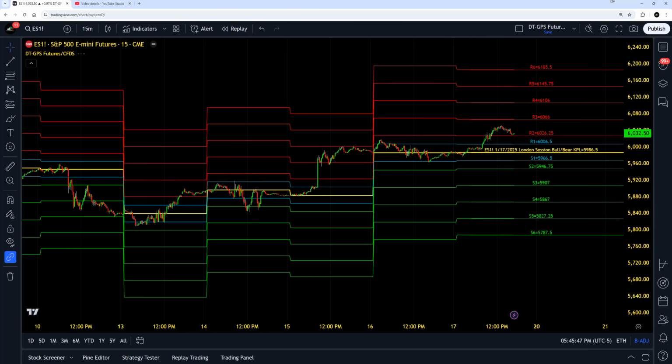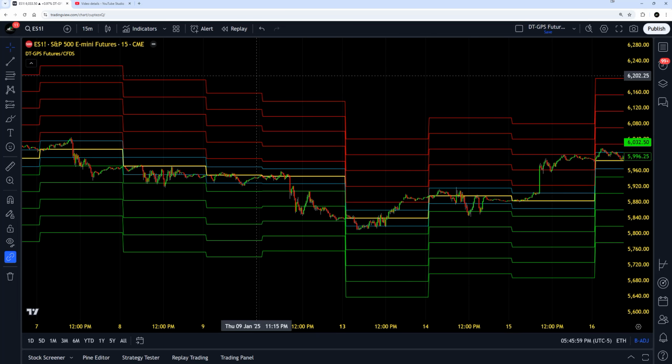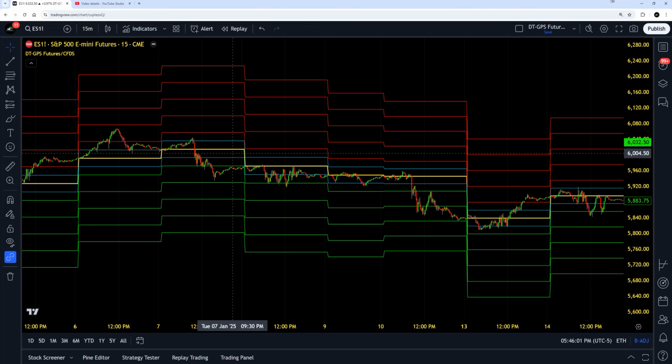Okay, so again, the point of this video is just to show you how to use the historical bull and bear key price level and historical resistance and support levels to help you get a better idea on previous sessions' price action and the ranges within those previous sessions and the reactions off of the levels in those previous sessions as well.